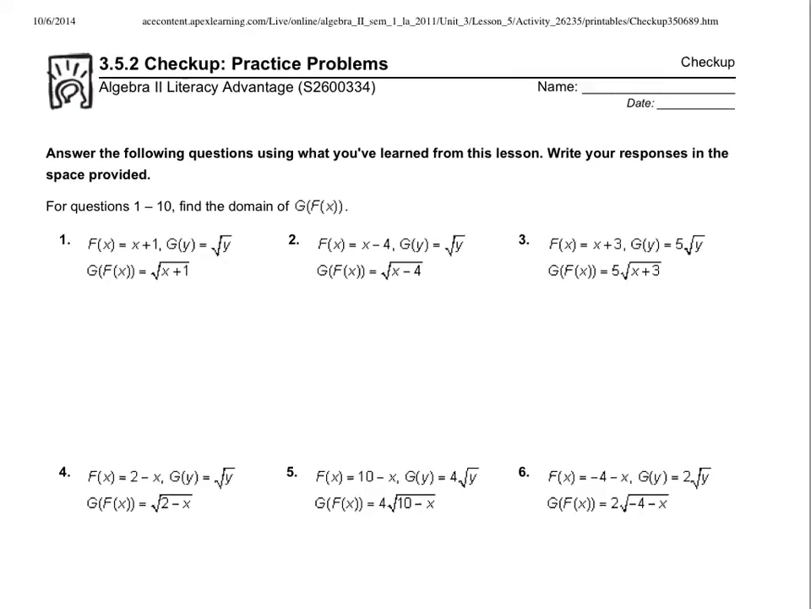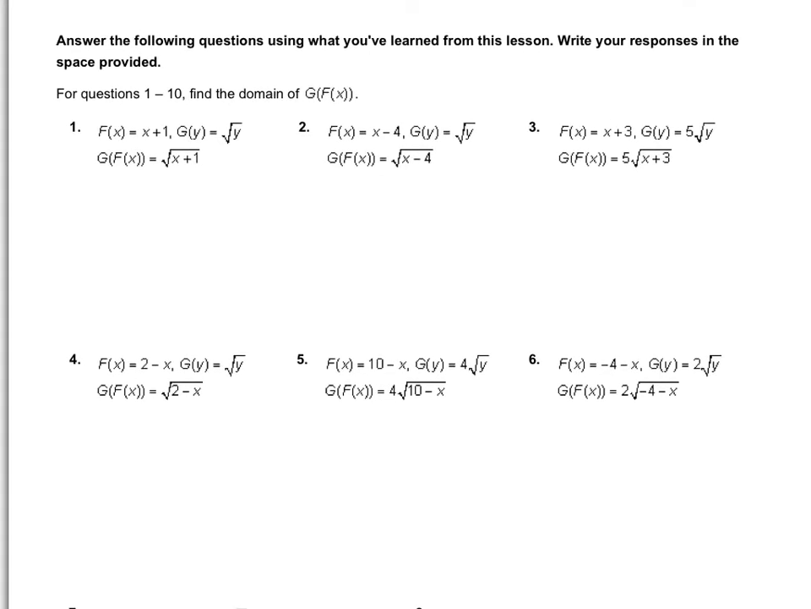So for number 1, I'm supposed to find the domain of g of f of x. So it's a square root. That means whatever's underneath the square root must be greater than or equal to 0. So I'm going to solve that for x. I need to subtract 1 from both sides. So x must be greater than or equal to 1. And that would be my domain.